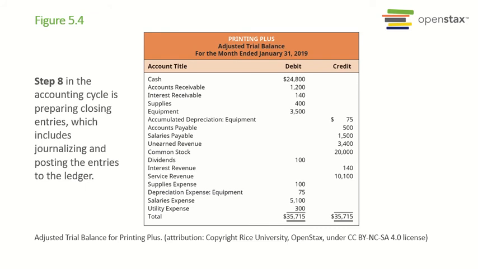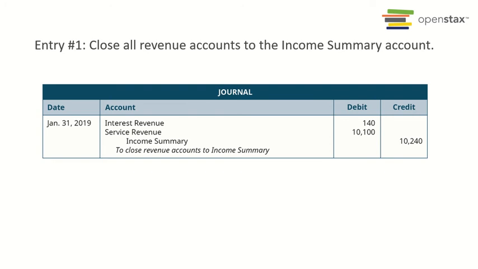Third step, close income summary account to retained earnings. The last step, close dividend account to retained earnings. So let's look at these steps one by one. Step 1, close all revenue accounts to income summary account.